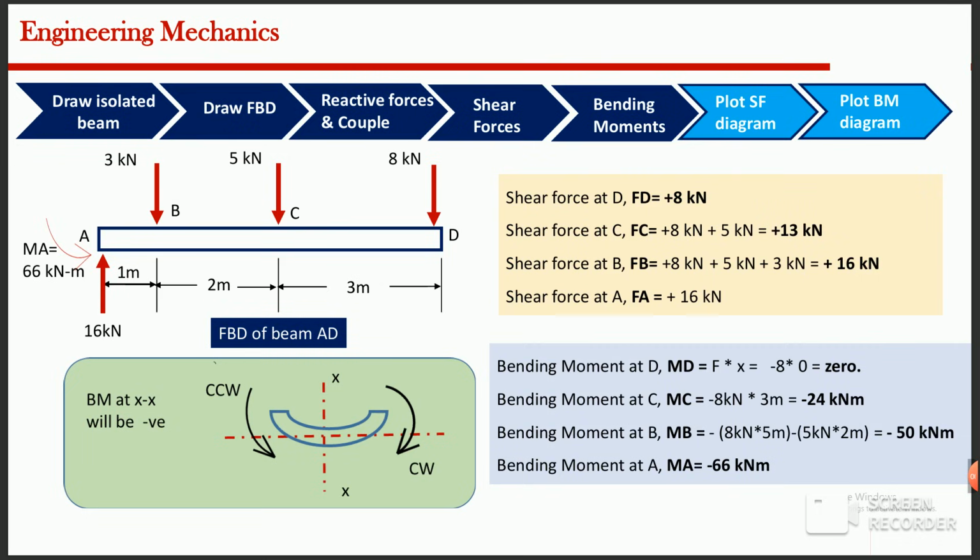At point B, both the 8 kilonewton and 5 kilonewton loads contribute. Hence, the bending moment becomes minus 15 kilonewton meters. Finally, at the fixed end A, all three loads contribute. The total bending moment is minus 66 kilonewton meters. The negative sign indicates that the beam experiences hogging bending in a cantilever beam.